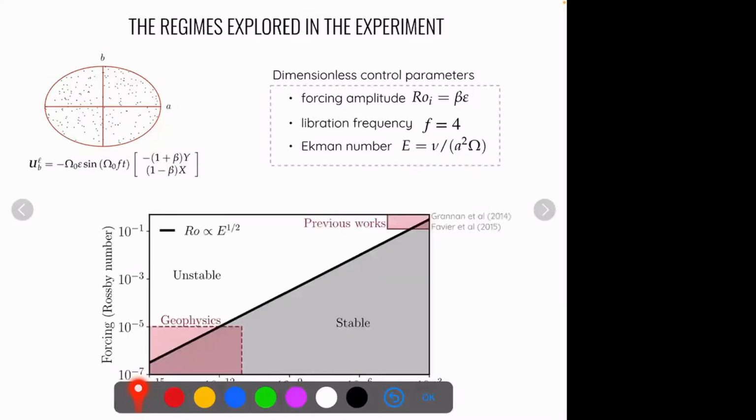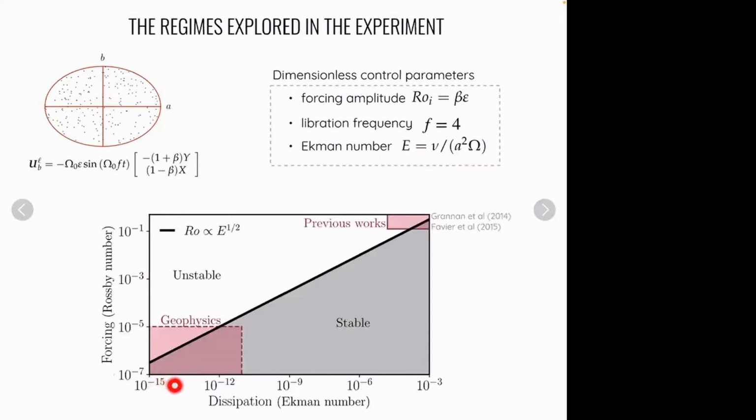Okay, and if I plot a regime diagram, so dissipation or Ekman number versus forcing amplitude or Rossby number, of course, geophysics is at very small dissipation because of the massive size of the bodies, and at very small forcing amplitude because the tidal deformations are quite small.